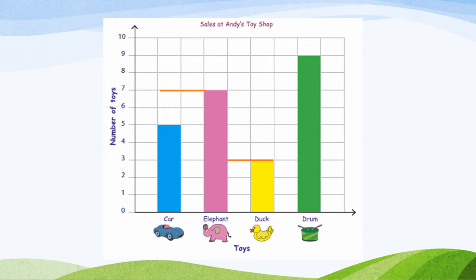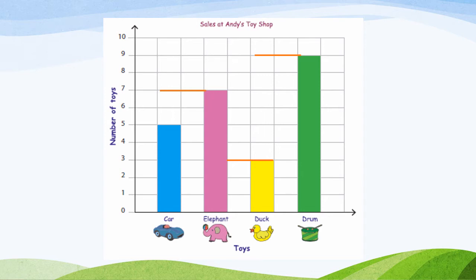Okay, now how many more drums than ducks? So the ducks are 3, and we're going to see how many more. So let's count. 1, 2, 3, 4, 5, and 6. So there are 6 more drums sold than the ducks. And this is how you read your data from your graph.